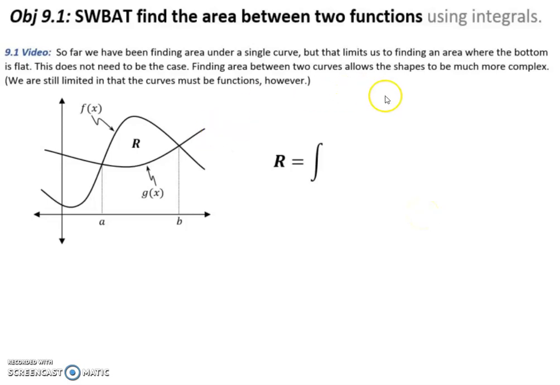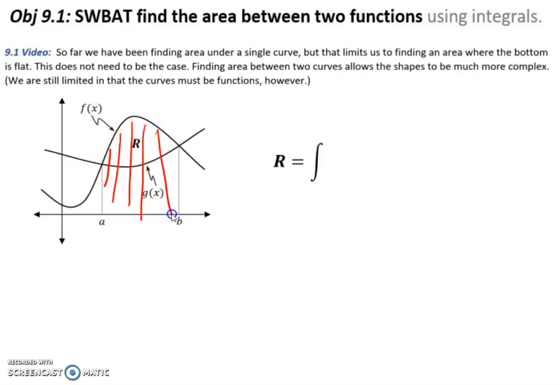Hello. Our objective today is that we're going to find the area between two functions using integration. This is a pretty basic but important idea. To find the area in between two functions, we just use something that we've already been doing. So we know how to find the area underneath one function.